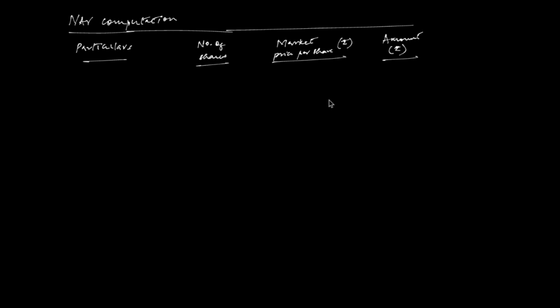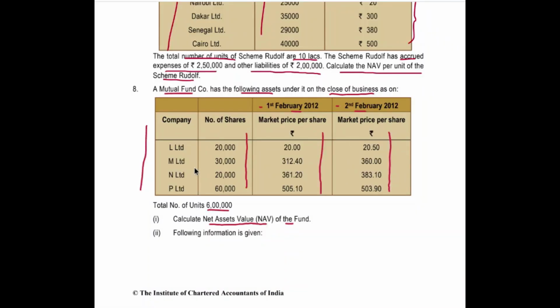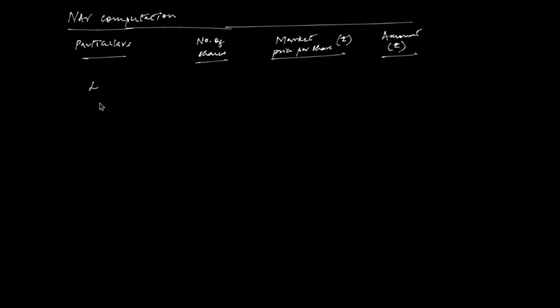Okay. Let's go back to the question and see what all we have. So we have shares in these four companies and any other assets? No, we do not have any other assets. Any liabilities? No, we don't have any liabilities. So we just have shares in these four companies, right? Okay. And the companies are L, M, N, P. Limited, limited, limited, and limited.